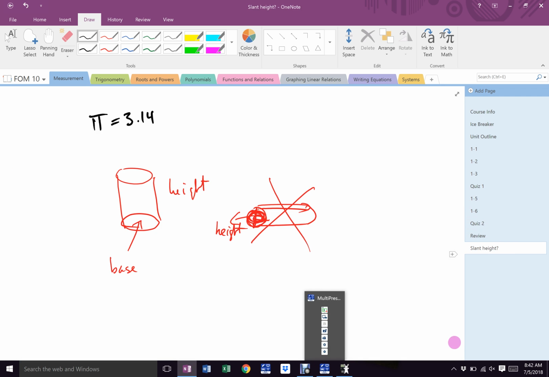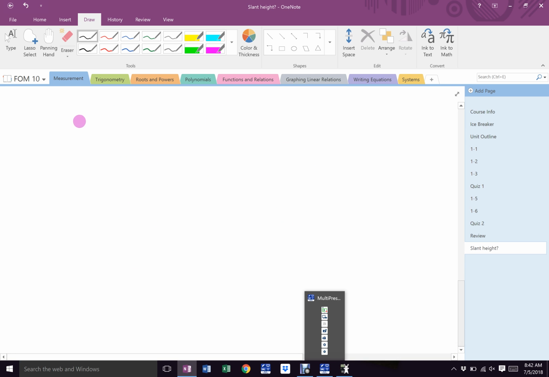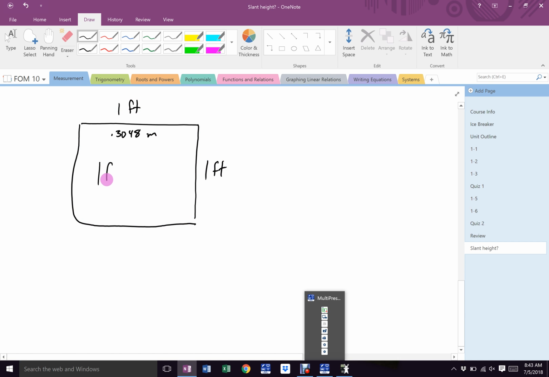I'm going to go to my extra page here that I always do. That line is 1 foot. How long is that in meters? If you look on your sheet, you will see it is 0.3048 meters. Agreed? Everyone agree? But I'm not converting one line, am I? What am I converting? I'm converting a square, aren't I? So that is 1 foot, yes? So that makes this square 1 foot by 1 foot, 1 foot square, yes? How far is this in meters?